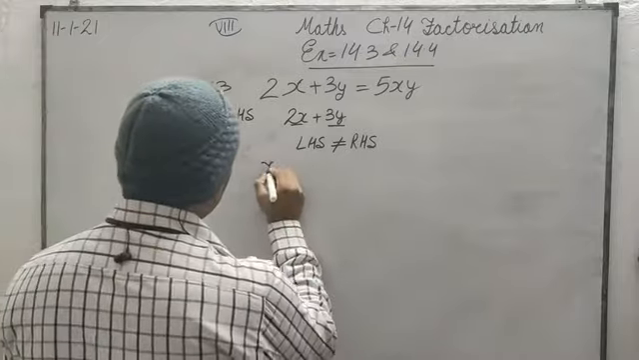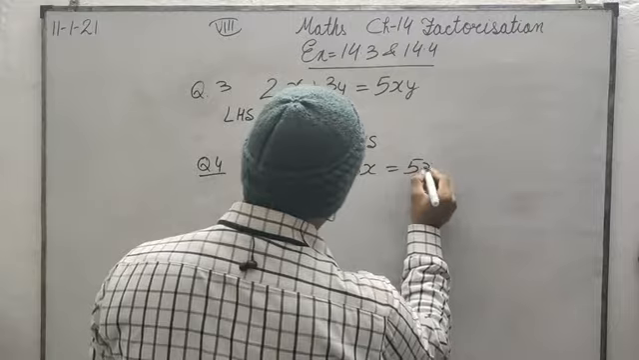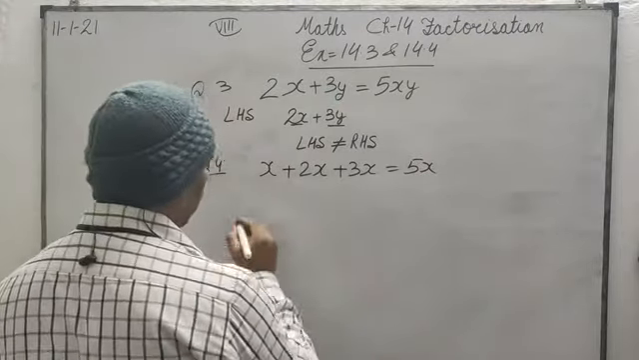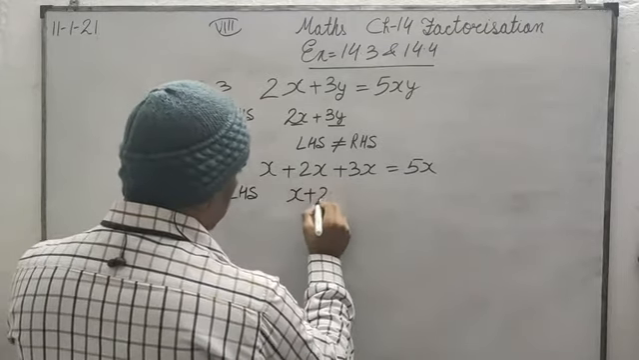x plus 2x plus 3x is equals to 5x. Okay sir, अब तो सही है ना? 2x 3x x मिलाकर 5x. नहीं भाई, अभी भी गलत है. What is the mistake? x मतलब 1x.